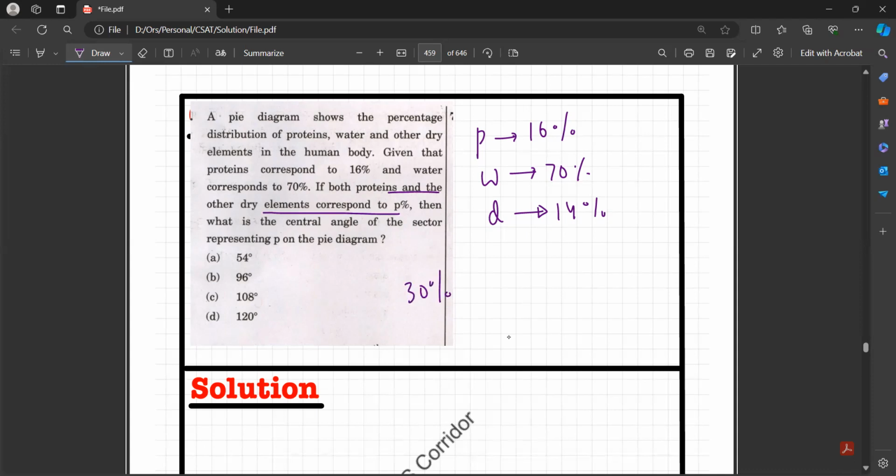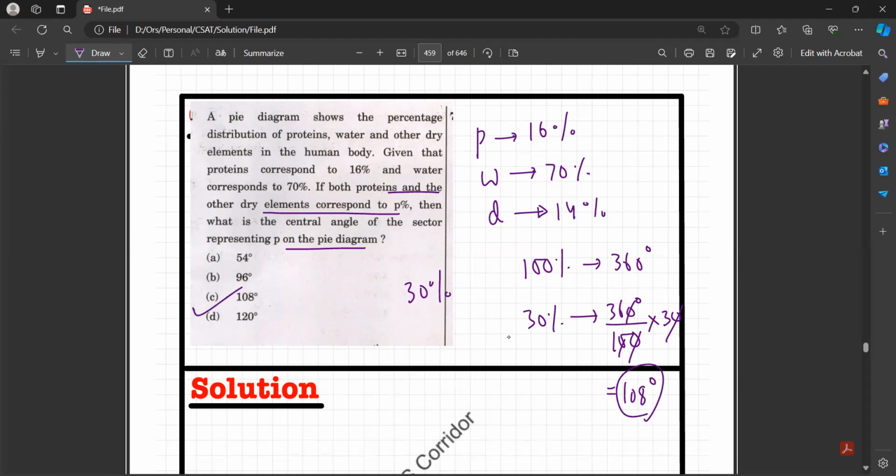Then what is the central angle of the sector representing P on the pie diagram? See, 100% will represent 360 degrees. Yes or no? So 30% will represent what? 360 degrees divided by 100 into 30. So the zeros get cancelled. The answer will be 108 degrees. Clear? This will be the answer. Got it? Easy question, unitary method.